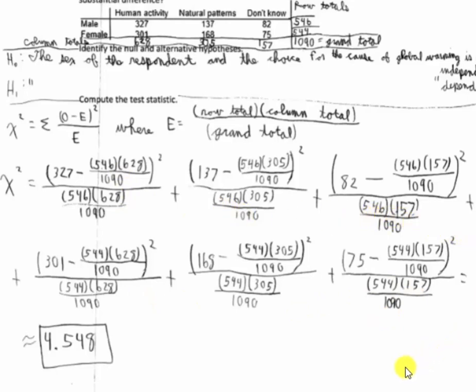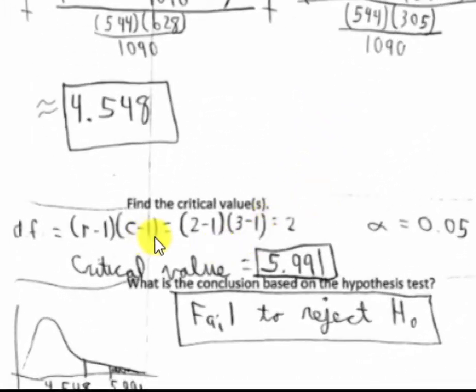When you plug this into the calculator, make sure you get the parentheses in the right area, and you may need an extra set of parentheses on these bottoms here. I didn't because of my calculator, but based on your calculator, you may need an extra set of parentheses down here. When you put this in, you should get approximately 4.548. If you're unable to get that, check your parentheses again, and if you still can't get it, make sure you contact me. Next thing we're going to do is find the critical value.